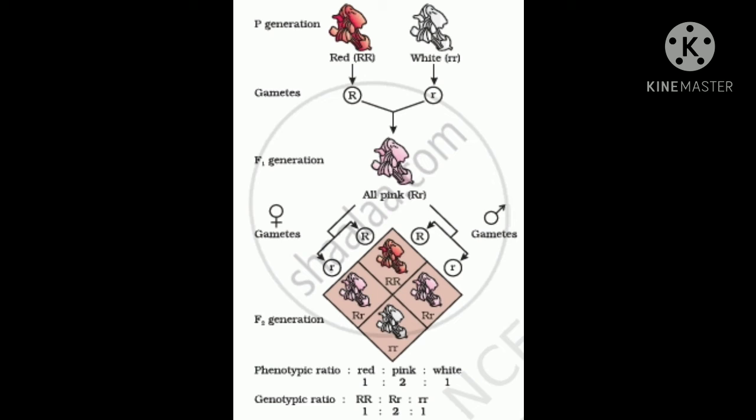In the genotypic ratio, 1 is capital R capital R, 2 is capital R small r, 1 is small r small r. In the phenotypic ratio, 1:2:1, 1 is red color flower, 2 is pink color flower, and 1 is white color flower.